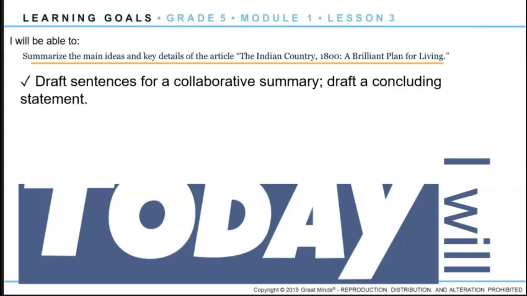Your learning goal for today, and by the end of this lesson, you will be able to summarize the main idea and key details of the article, The Indian Country 1800, A Brilliant Plan for Living. We will check to see if you met this goal by drafting an informative summary.